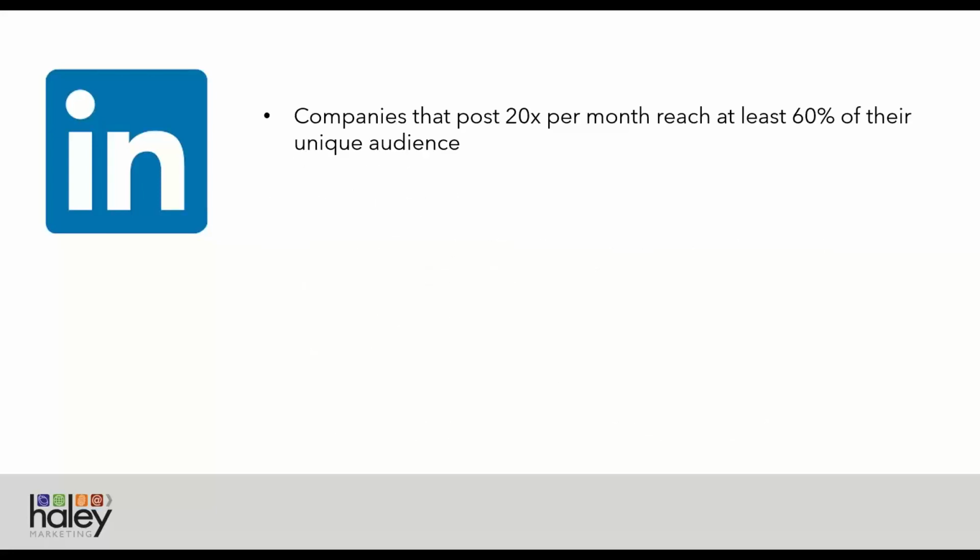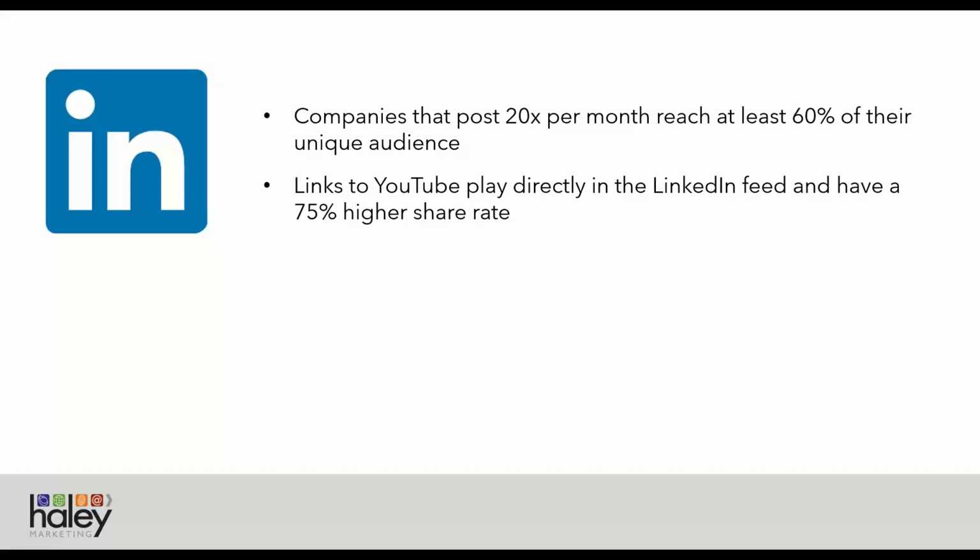Here's an interesting one. Companies that post 20 times per month reach at least 60% of their unique audience. So if you are attempting to get to the people who follow your company, it takes a lot of posting, 20 times a month to reach roughly 2/3 or 60% of the audience through regular posting. If you're not doing regular posting, you're probably not getting to the people who are following you.